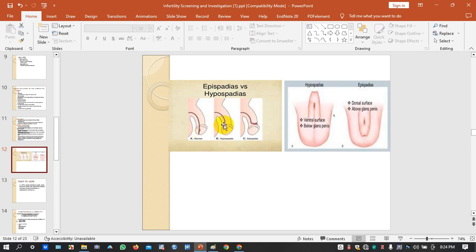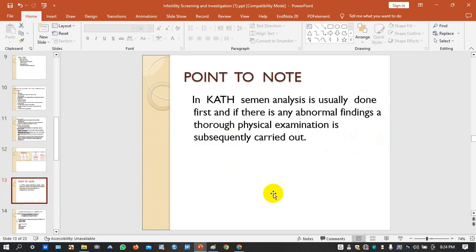So you have to examine if a baby boy has the urethra not going through the glans, then there should be a surgical repair. You can see this is the urethra. Here too, the urethra is under. So a surgeon has to correct this abnormality by putting the urethra inside the glans space. Okay, so in infertility, semen analysis is usually done first, and if there are any abnormal findings, a thorough physical examination is subsequently carried out on the man.